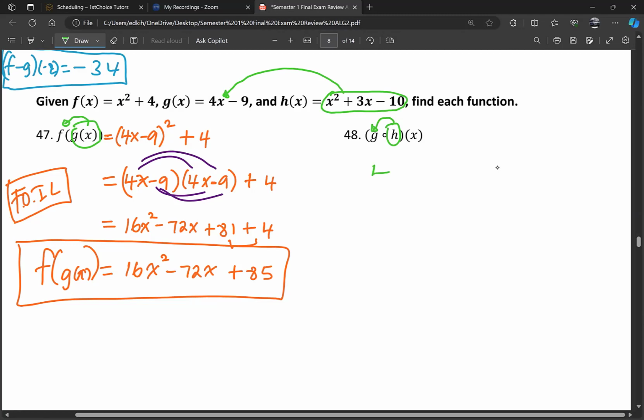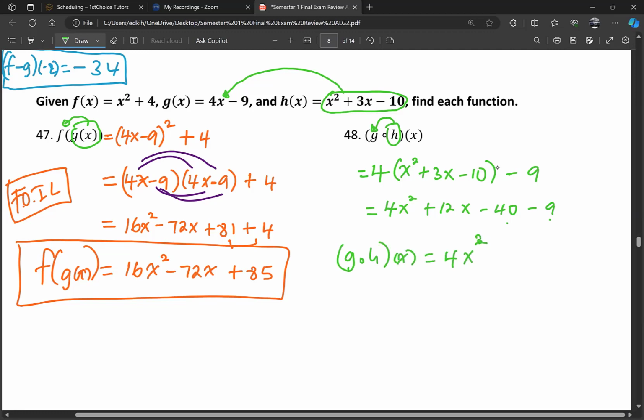So that's going to be 4. In place of x, we are putting in x squared plus 3x minus 10. And then there's a minus 9, this minus 9 right there. So let's distribute the 4. This becomes 4x squared plus 12x minus 40 minus 9. We do have like terms. So g of h of x equals 4x squared plus 12x minus 49, because those two combined give you a negative 49. And that's the answer, folks.